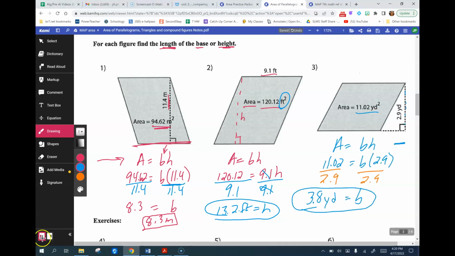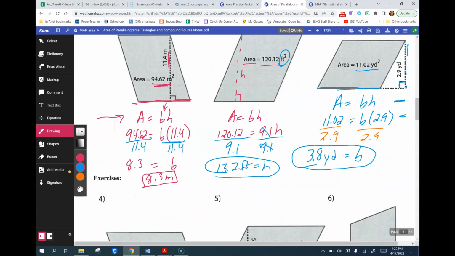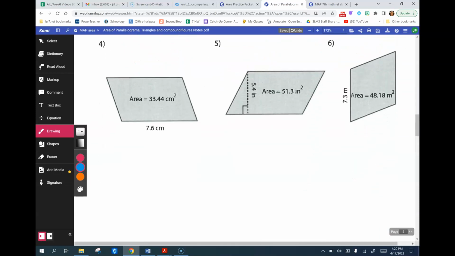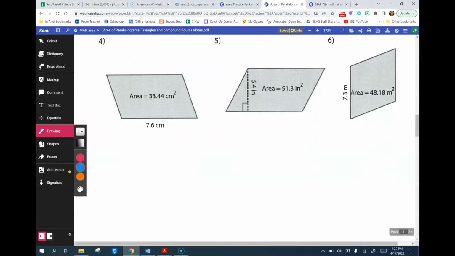So we write down the formula. We plug in what we know. This time we have the height, and the big hint is that 90-degree angle right there. My base, that's what we had to find. We found out that it was 3.8 yards. Good. Here's some more. Let's practice those because these are always good.